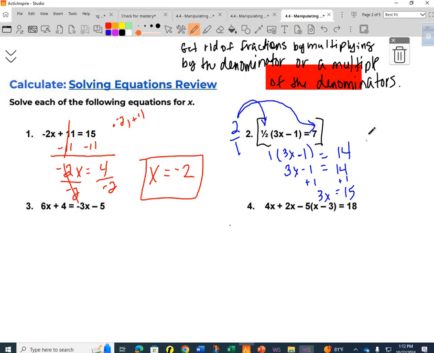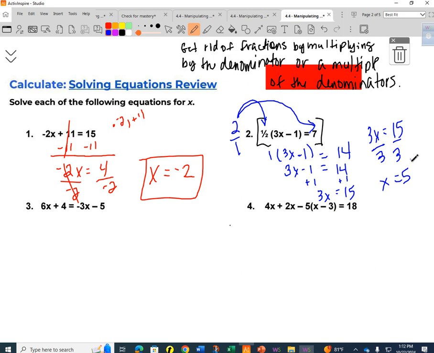And now we're going to divide. We've got 3x equals 15. We undo the multiplying by 3 by dividing by 3. And now we know that x equals 5. 3 times 5 is 15, minus 1 is 14. Half of 14 is 7, so 7 equals 7. We know that that is a solution.